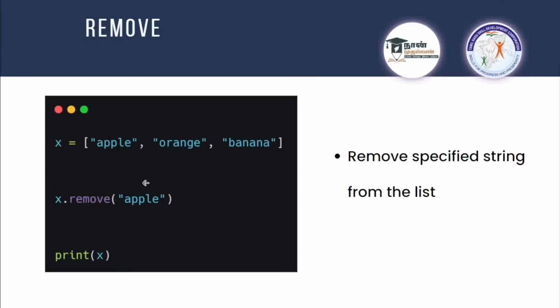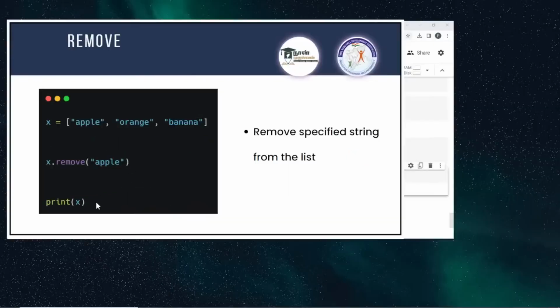We have seen how to replace a value, how to insert and how to add. Now how do we remove something which is present in a list? I have apple, orange and banana. If I want to remove one thing, I can call x.remove. I have to mention the element name, what you are going to remove. So if I want to remove this apple, it is going to remove it using remove.